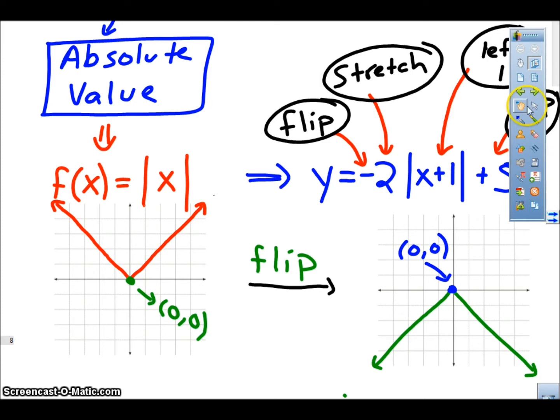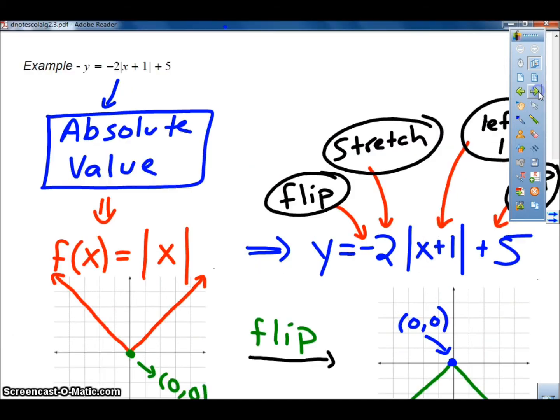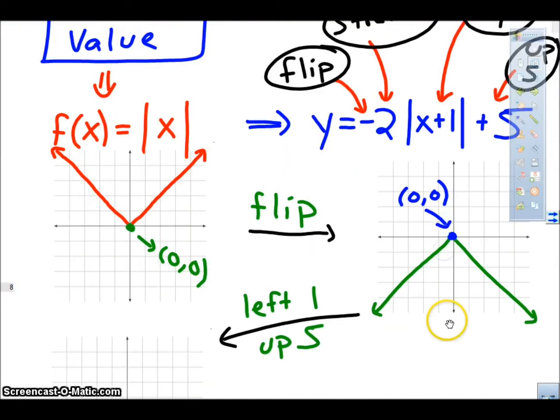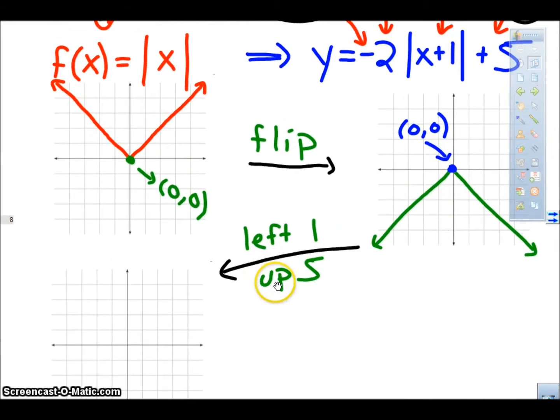From there it's a V shape going down. The next type of transformation to apply are the translations, which are shifting it to the left 1 and up 5. And so we're going to do that over here. So I'm jumping back across to the left-hand side of the screen, and we'll keep the change we've already made, which is flipping it over. So we'll keep this change and apply to that change, shifting the graph left 1 and up 5.